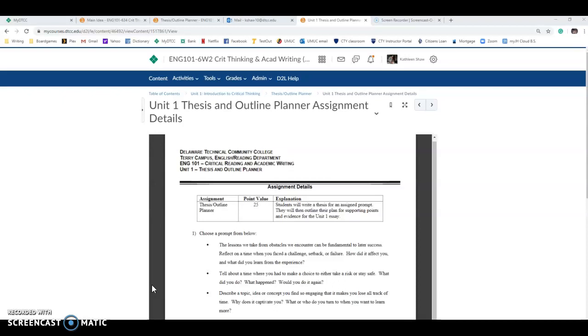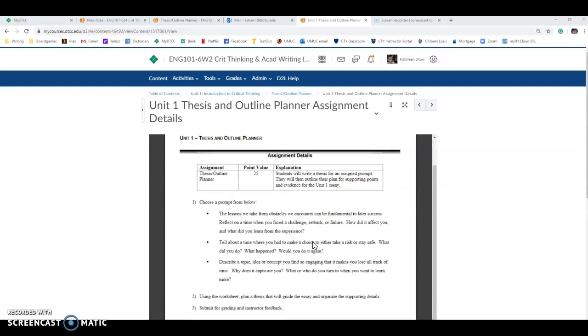So that's something that you really want to work on, and I'm going to look at a couple prompts that are great opportunities to do so. So if you look at something like the Unit 1 Thesis and Outline Planner assignment, you can see that you're going to be creating a planner to address one of these three prompts. So we have three prompts here, and the first instruction is to choose one.